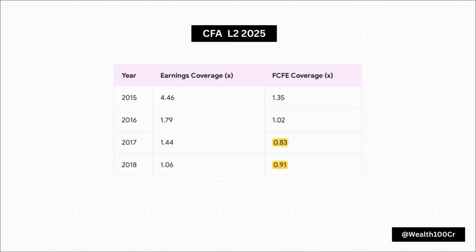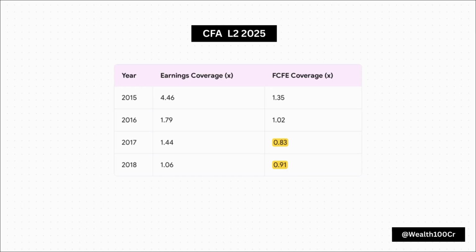Now, this data right here tells a really important story. An analyst who's only looking at earnings coverage might not be too worried. I mean, it stays above 1, but the FCFE coverage, that reveals the real danger. In 2017, boom, it drops to 0.83.